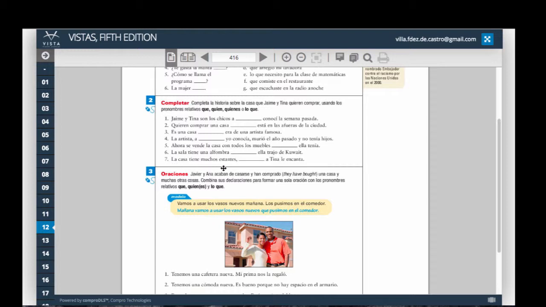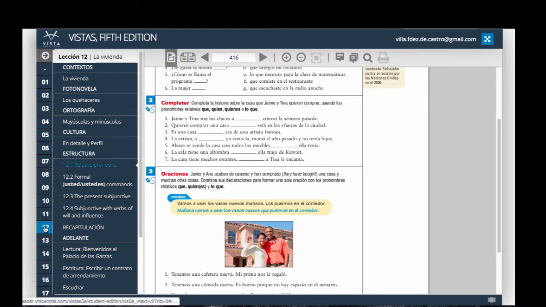La casa tiene muchos estantes, lo que a Tina le encanta. So the fact that the house has a lot of bookshelves is what Tina loves. So that's an idea and not a thing. It's not the estantes that she likes. It's the fact that the house has a lot of estantes. So say that. You can use these and the following exercises to prepare for the test.